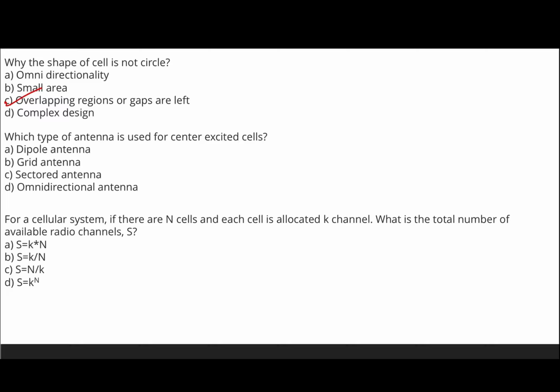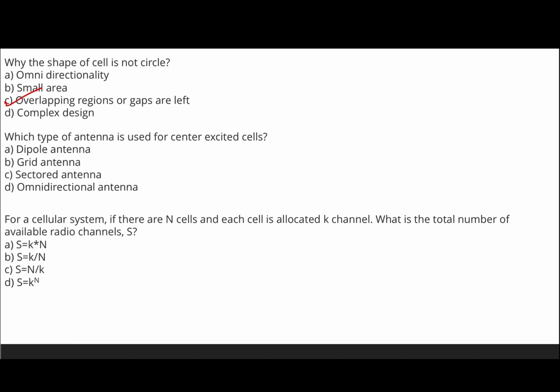Which type of antenna is used for center excited cells? Option A, dipole antenna. Option B, grid antenna. Option C, sectored antenna. Option D, omnidirectional antenna. For center excited cells in cellular systems, the base station is located at the center of the cell.